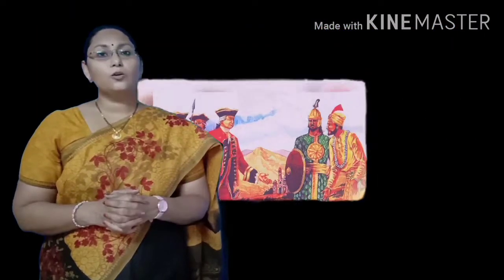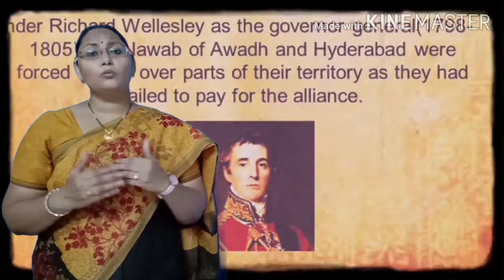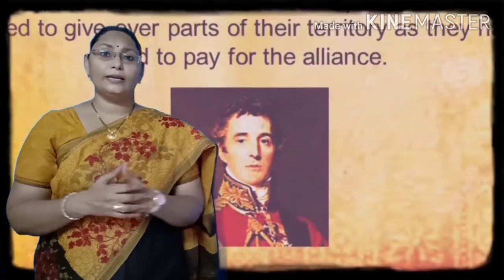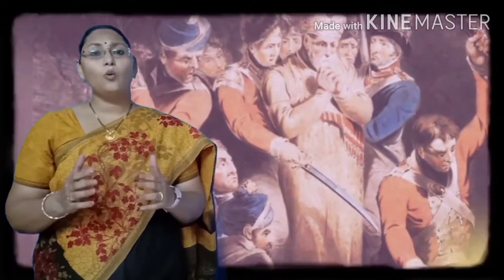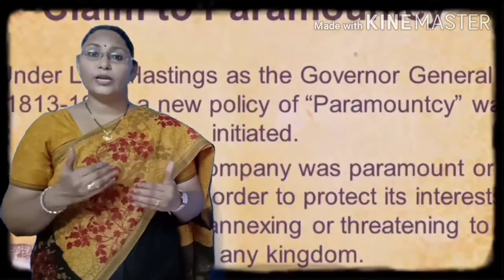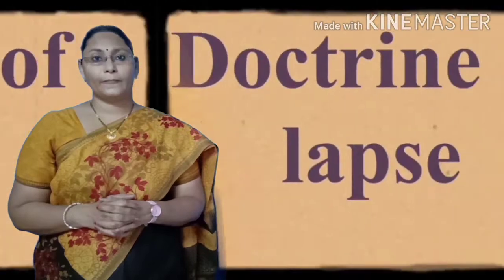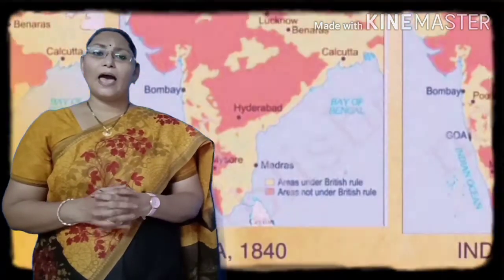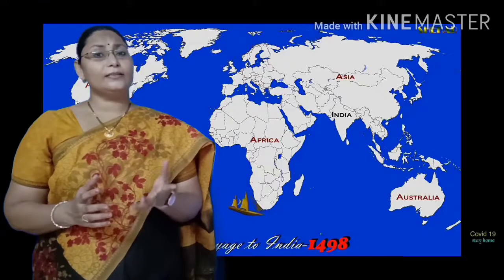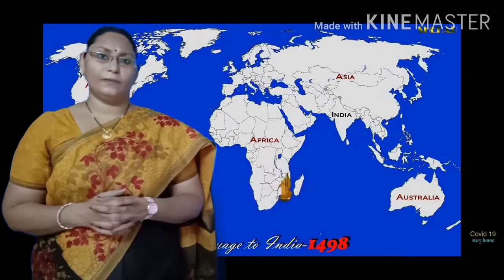Yes, let us conclude the lesson From Trade to Territory. We learnt how the East India Company entered India for trade, and how it established its kingdom all over India, and how it subjugated one kingdom after another into the rule of the East India Company. Not only that, the advent of technology in the 18th and 19th centuries undoubtedly helped the rise of the British East India Company.